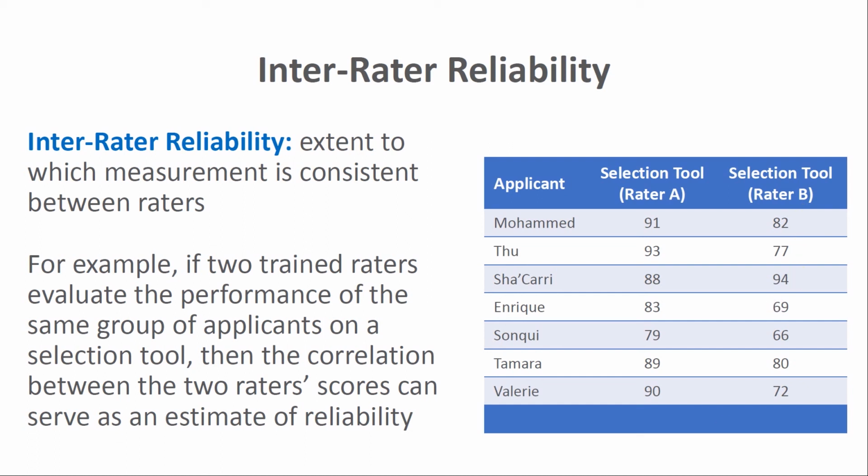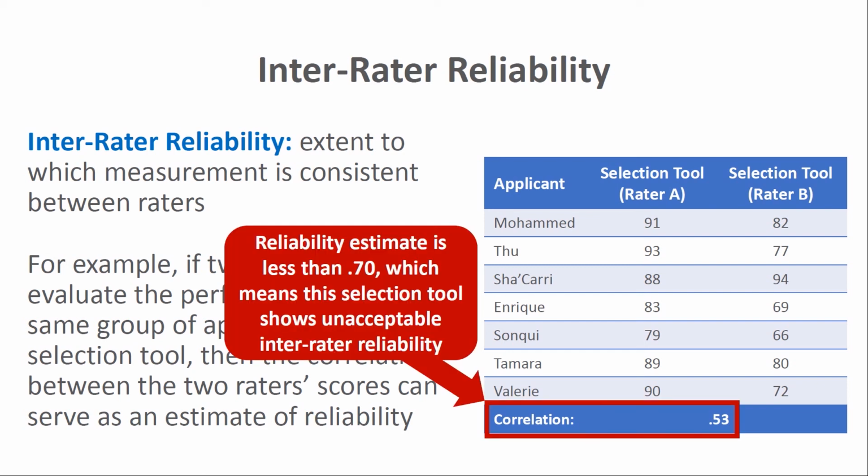Now let's take a look at the correlation between rater A's scores and rater B's scores for the same group of applicants using the same selection tool, which is going to be our test of inter-rater reliability. Well, the correlation is 0.53 in this case. Well, 0.53 is going to be less than 0.70, which again, if you recall, is our typical or conventional cutoff or threshold for determining whether or not a selection tool and its reliability is considered acceptable or unacceptable. So in this case, this means this selection tool shows unacceptable levels of inter-rater reliability.